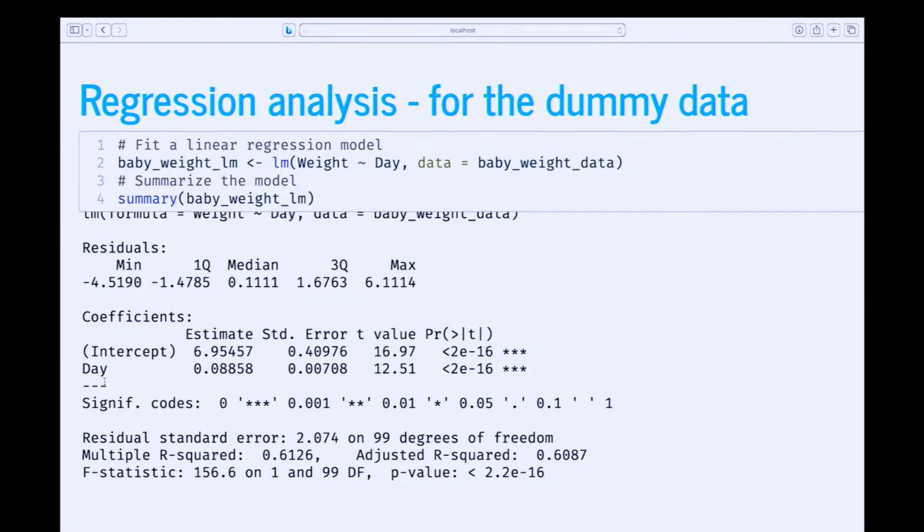Then there is other information that you get out of it, like the multiple R squared and adjusted R squared. The very basic interpretation is that up to 60% of the variation you observe can be explained by the day, the number of days post-weaning. So in our model, you're not explaining 100%, but we can say up to 60% of the variation can be explained by that one factor. Okay?